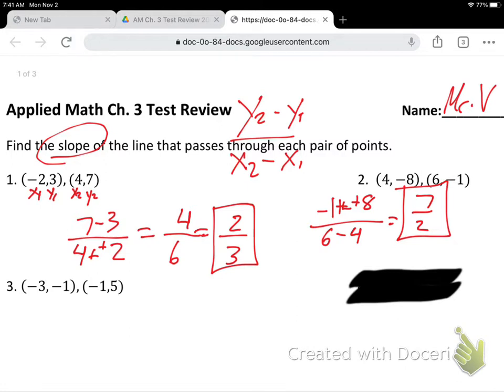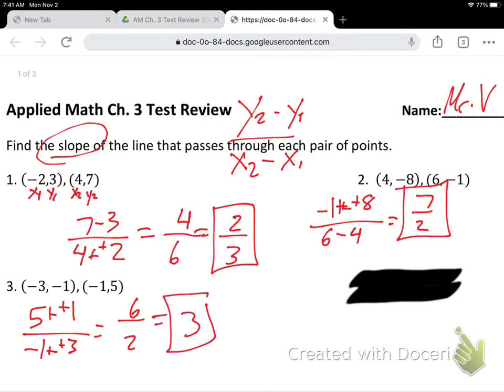Number 3, 5 minus a -1 over -1 minus a -3. Watch your negatives here. So these would turn into positives on the top, so that would give it 6. And then -1 minus a -3, so that'd be adding 3, would be 2. And then you can reduce that. 6 divided by 2 is 3.